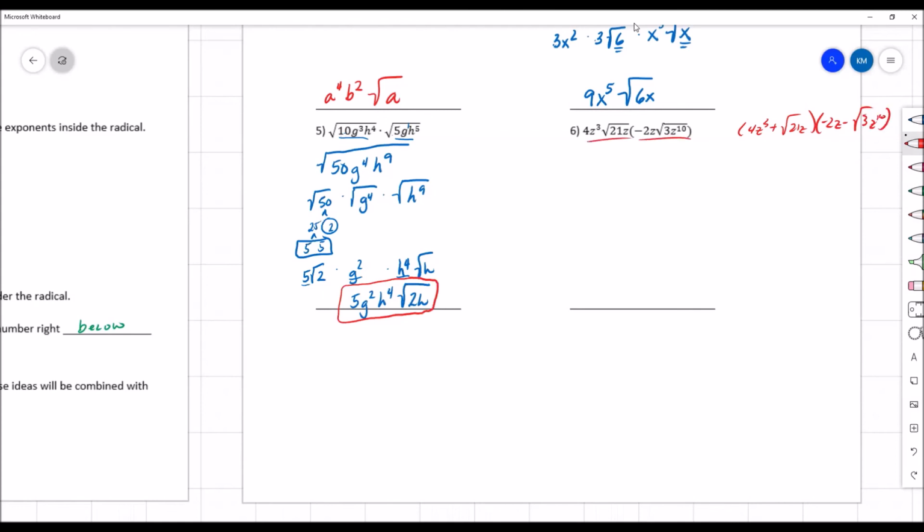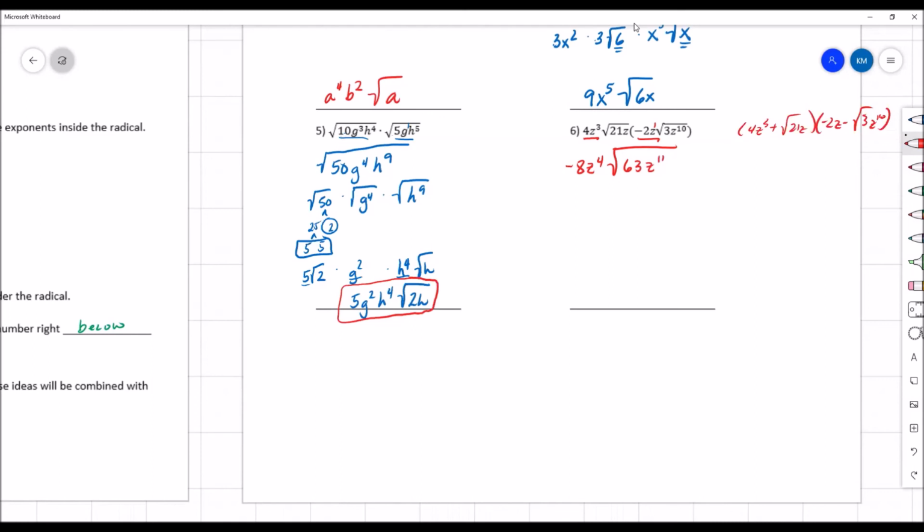Just a different way to write it rather than just putting the multiplication dot in the middle. So as we multiply that, our rules stay the same. Outside times outside. 4 times negative 2, negative 8. z to the third times z to the first, z to the fourth. Inside times inside. 21 times 3 is 63. z times z to the 10th, z to the 11th.